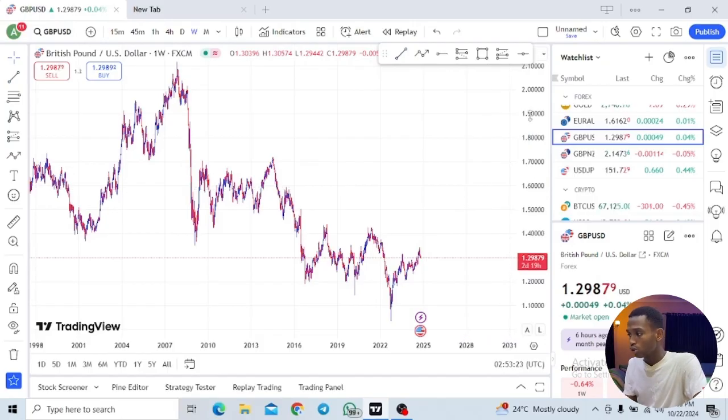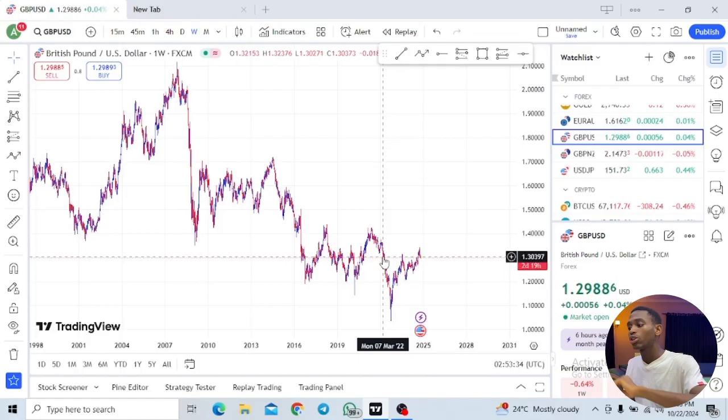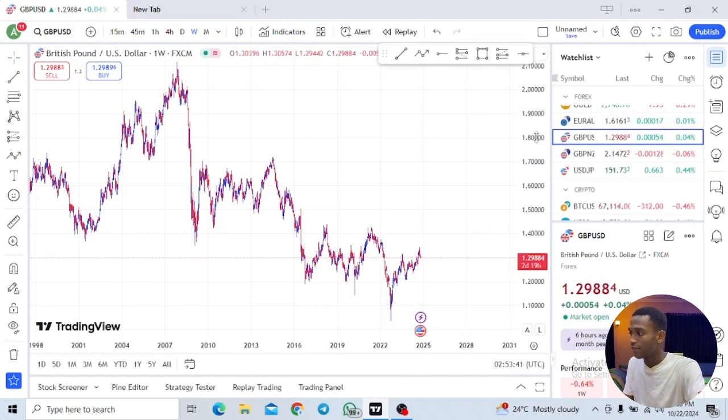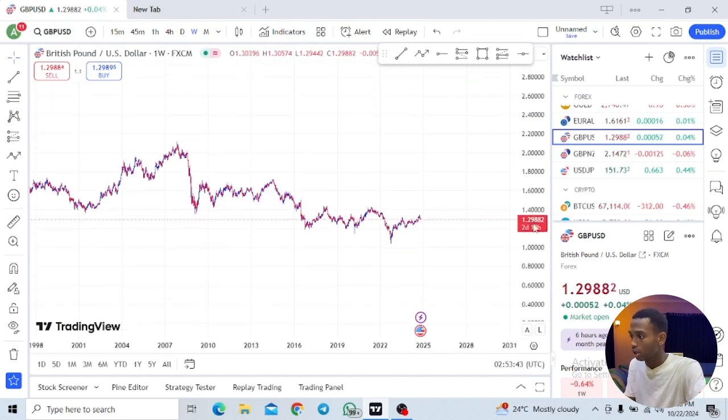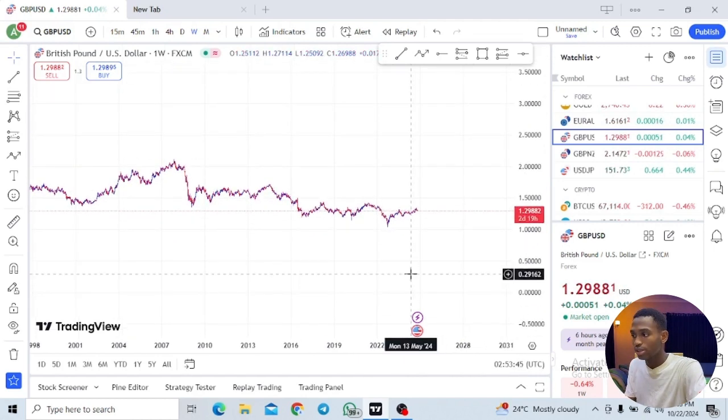You can see these numbers here. This is the price, and this is the time. A whole lot of people can just jump into a weekly time frame and say, oh, it's bearish, or it's consolidating. Because if you zoom out a little bit, the market looks like it's consolidating. It doesn't look like it's bearish. You can see it looks like it's just going up and down.